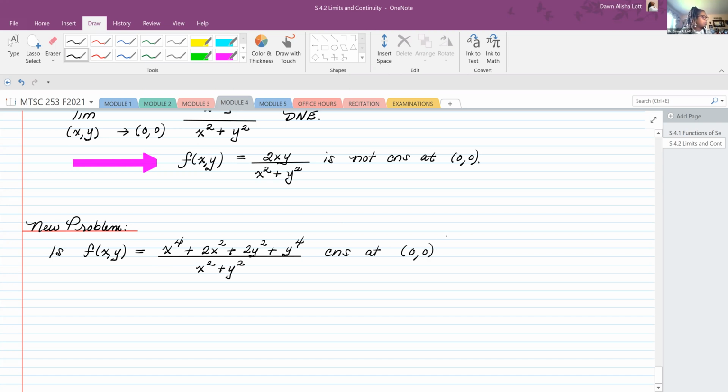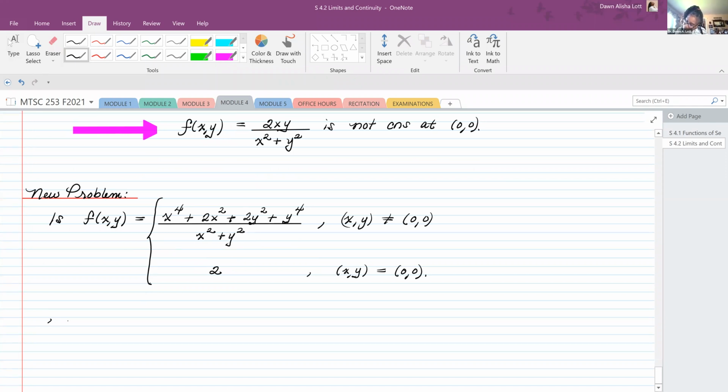Oh, wait a minute. I screwed up. This is if (x, y) is not equal to (0, 0), and it's 2 if (x, y) is equal to (0, 0). Okay, so is that function continuous at (0, 0)?